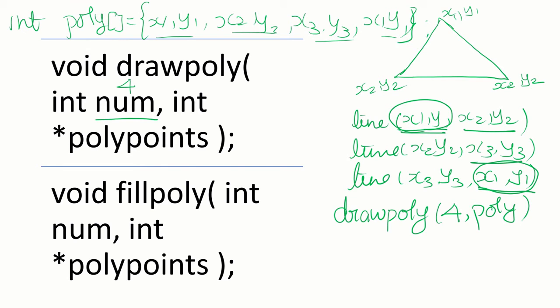Now drawpoly will generate a closed figure. The same way, if you want to generate a polygon with filling, if you want to fill it with some color or a pattern, you can go for fillpoly, but the syntax is going to be the same. Only thing is, it will generate a polygon and it will fill it with a given pattern.